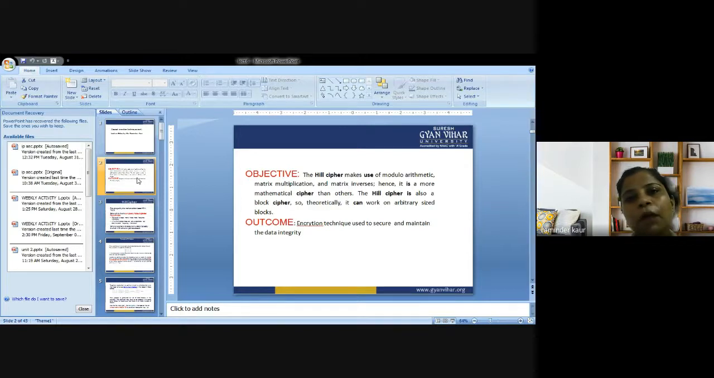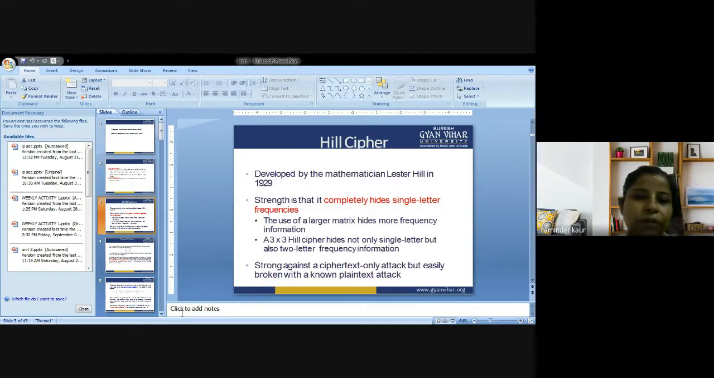So what would be the outcome at the end of the lecture? We will be learning a new technique, how to apply cryptography. It could be a new technique, or I can say it could be more than one technique. It could be OTP, Hill cipher, or playfair cipher. It could be any of the techniques that we will learn when we are studying in this lecture. So first of all, what is basically the Hill cipher?